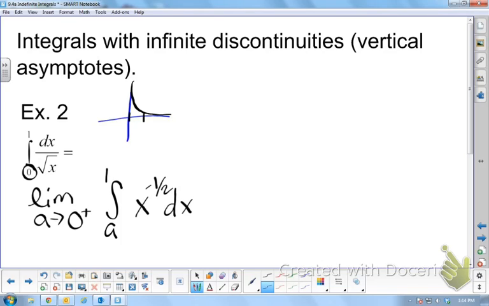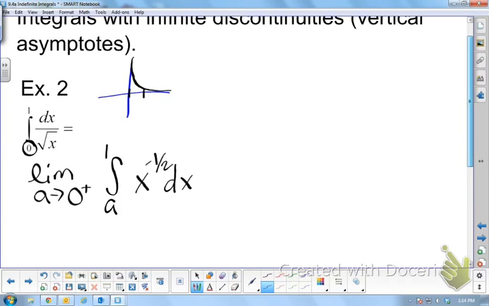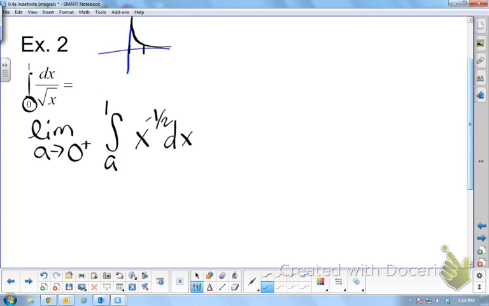So now I can just do my anti-power rule. We add 1, divide by whatever we get after we add. Anti-power rule would give us x to the positive 1/2. What if I divide by positive 1/2? What do we get for the coefficient?